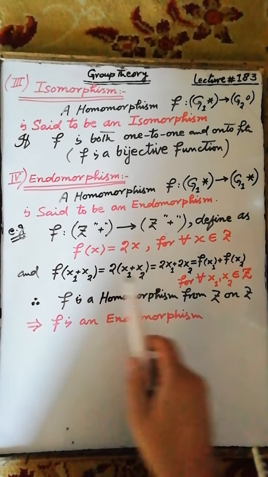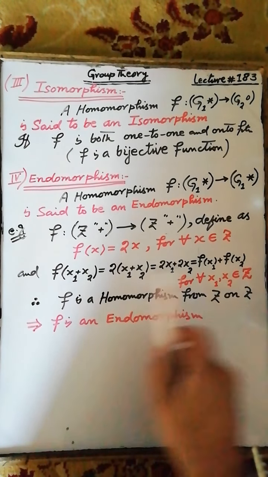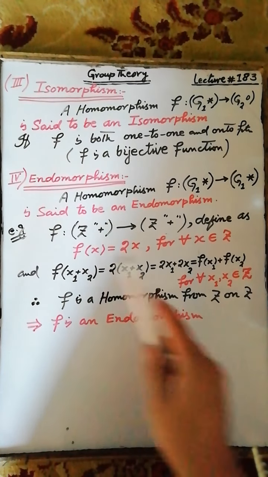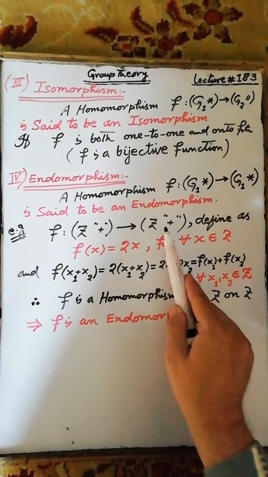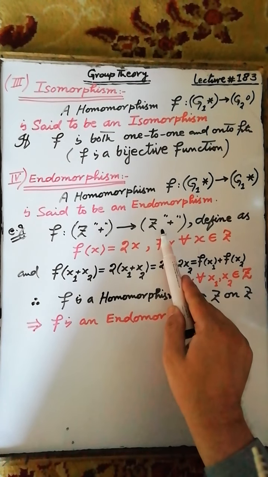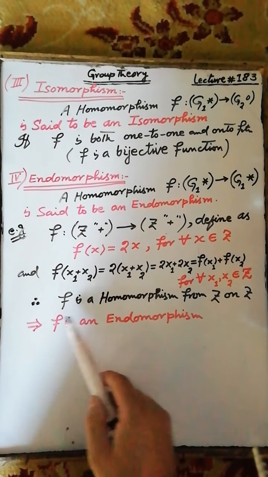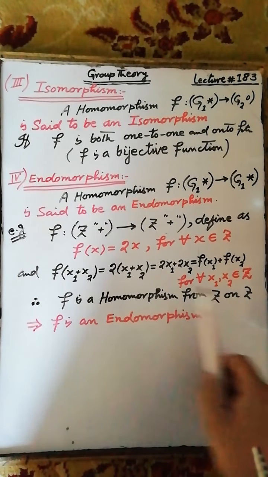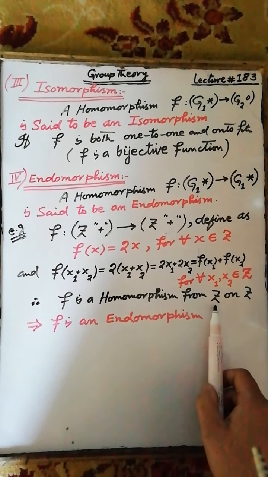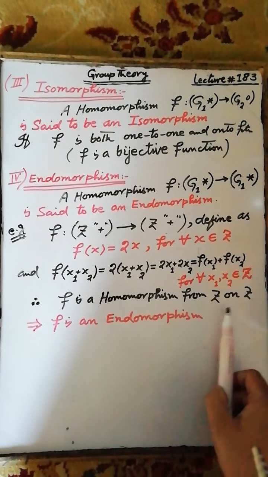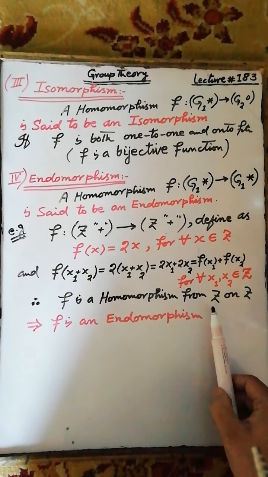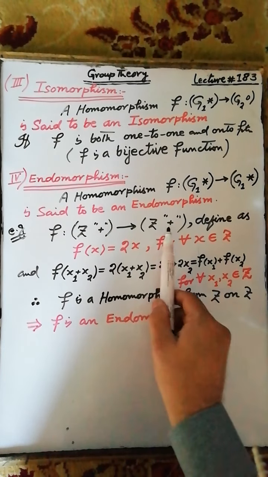Therefore, f of x1 plus x2 is equal to f of x1 plus f of x2, where plus is a binary operation on the group Z. Therefore, the function f is a homomorphism from the group Z plus to Z plus, and is said to be an endomorphism from the group Z plus to the group Z plus.